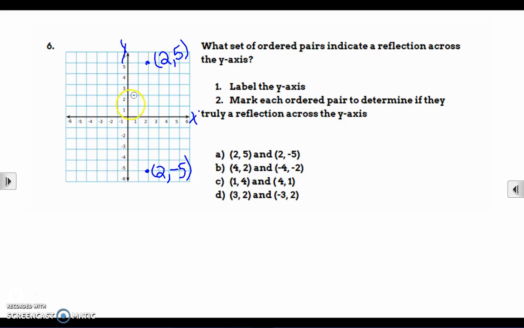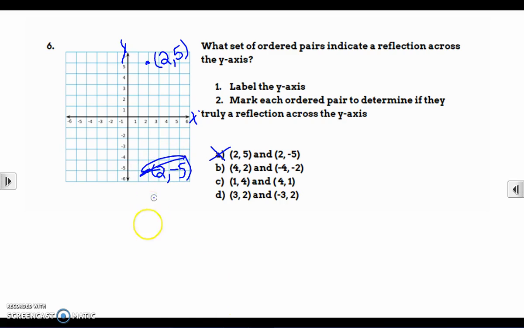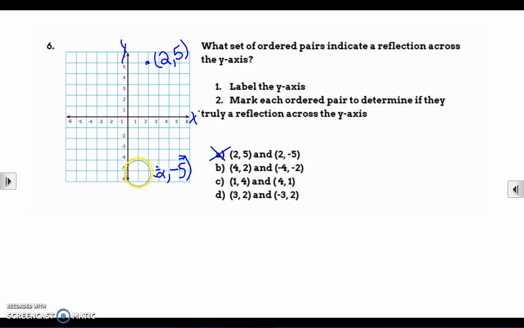Guess what that's a reflection over? If you really look at where your x-axis is, this point is 5 above that x-axis, and this point is 5 below. Letter A actually represents a reflection across that x-axis. Ooh, let's hope it's letter B. Let me erase letter A, and we'll move on to letter B.